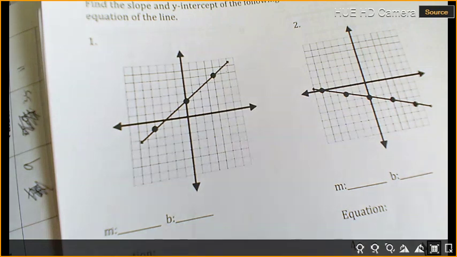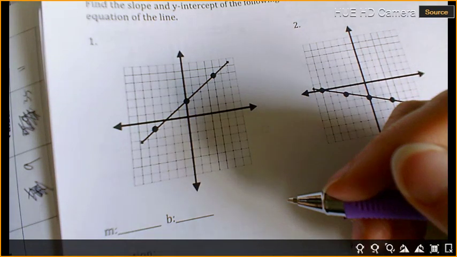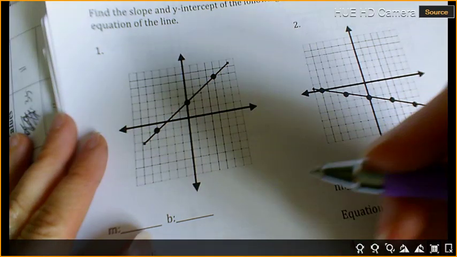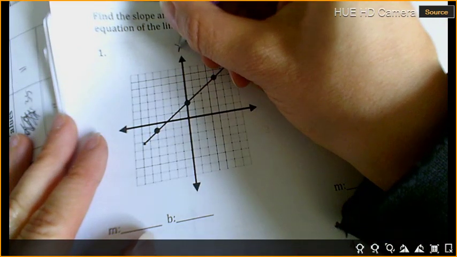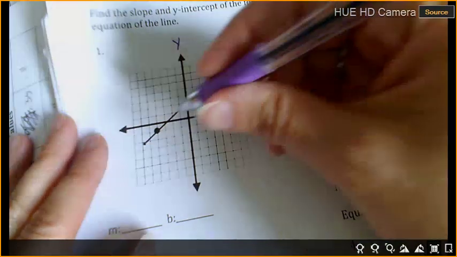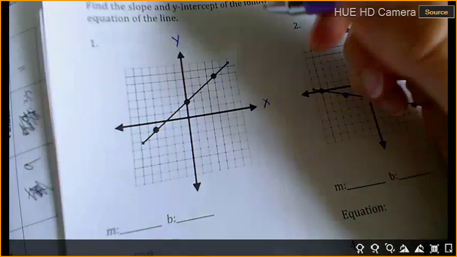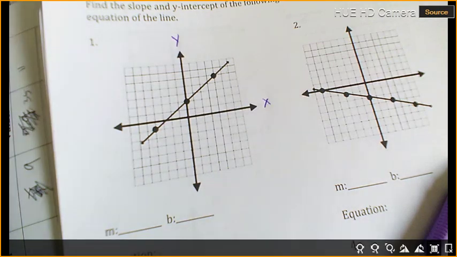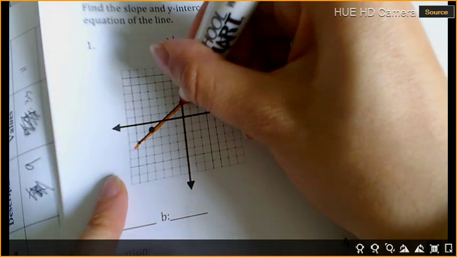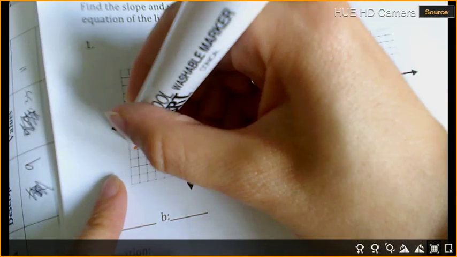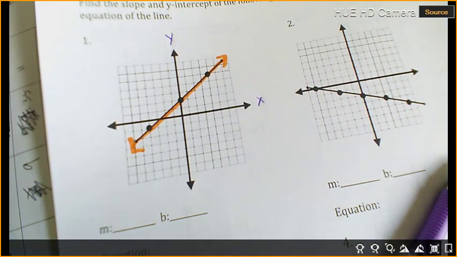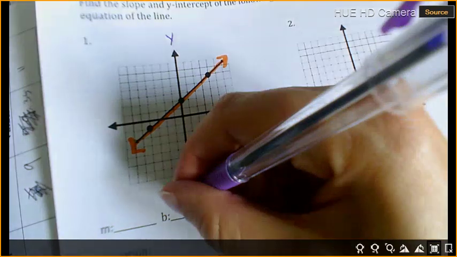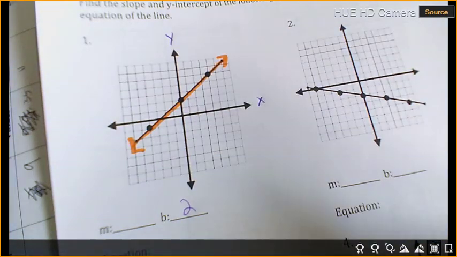Okay. So which is y? Is y up and down or right to left? Up and down. So this other one is x. Okay. Where does my graph go across? Here's my graph right here, my line. Where does it cross the y-axis? 2. Positive 2. So that goes for B, guys.